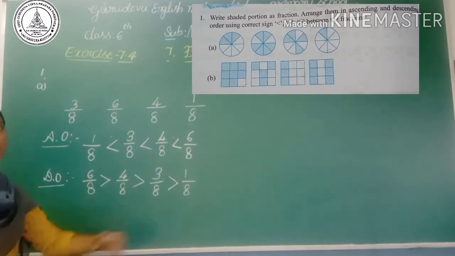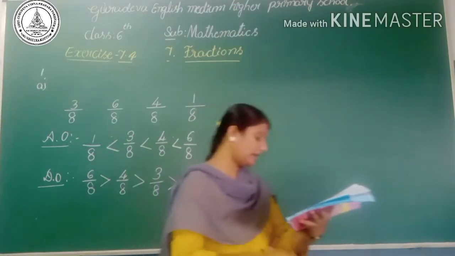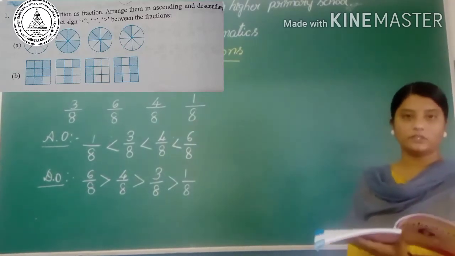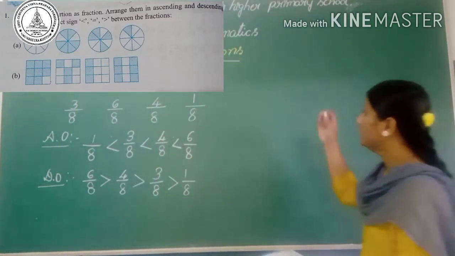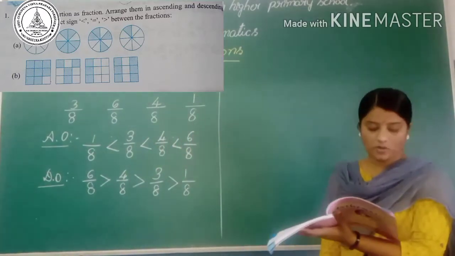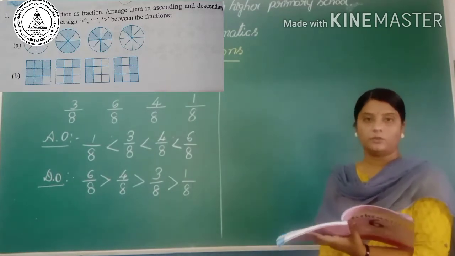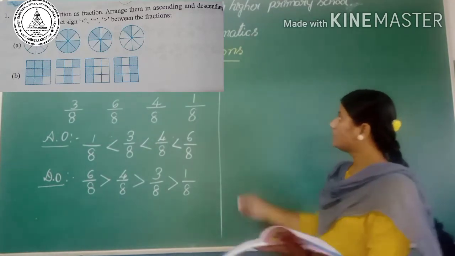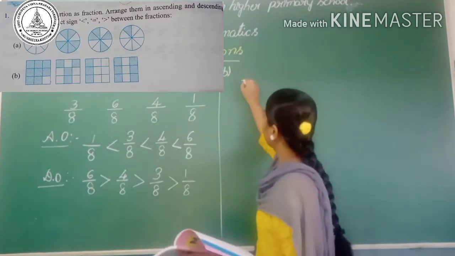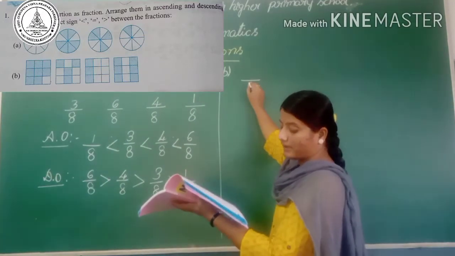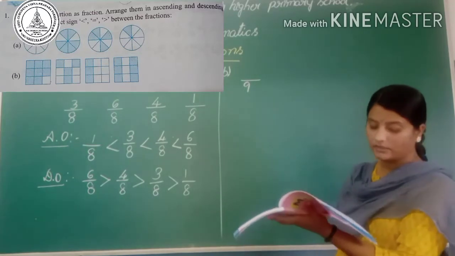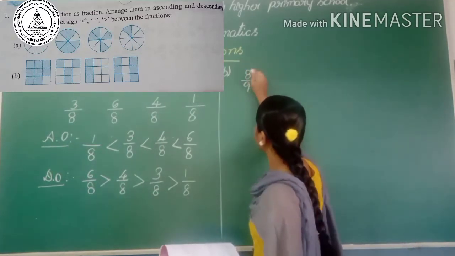Similarly you have to do the second problem. Okay. In that they are given 4 square boxes, each box having 9 parts, right? Each figure has a total number of parts of 9, right? So observe the picture and write the shaded portion in the numerator. Total number of parts in each figure is 9. In that, how many parts are shaded? Yes, in the first, 8 parts are shaded.